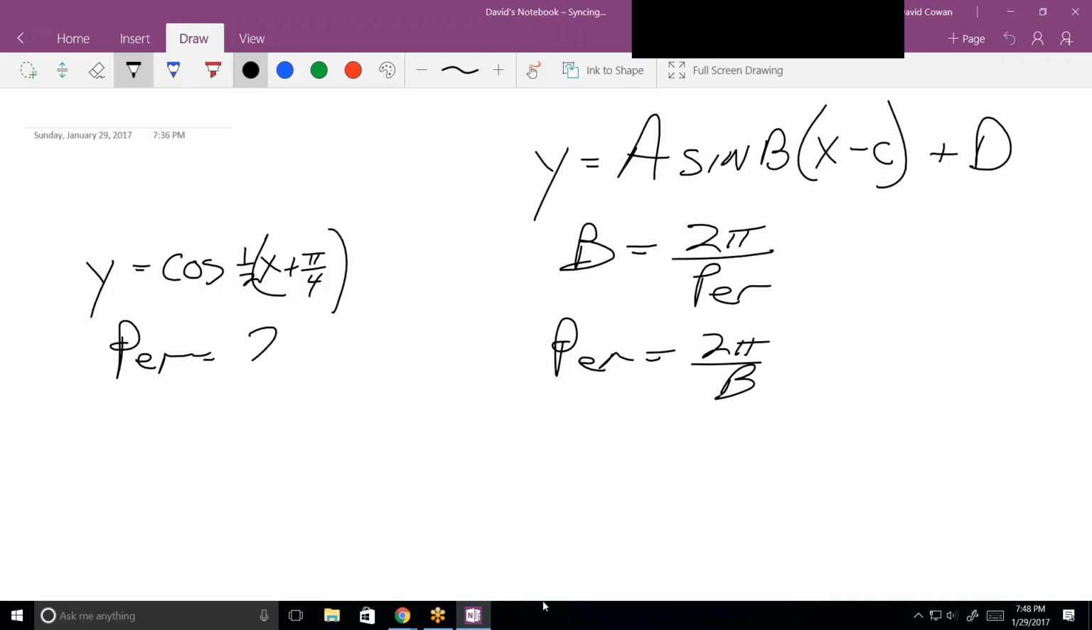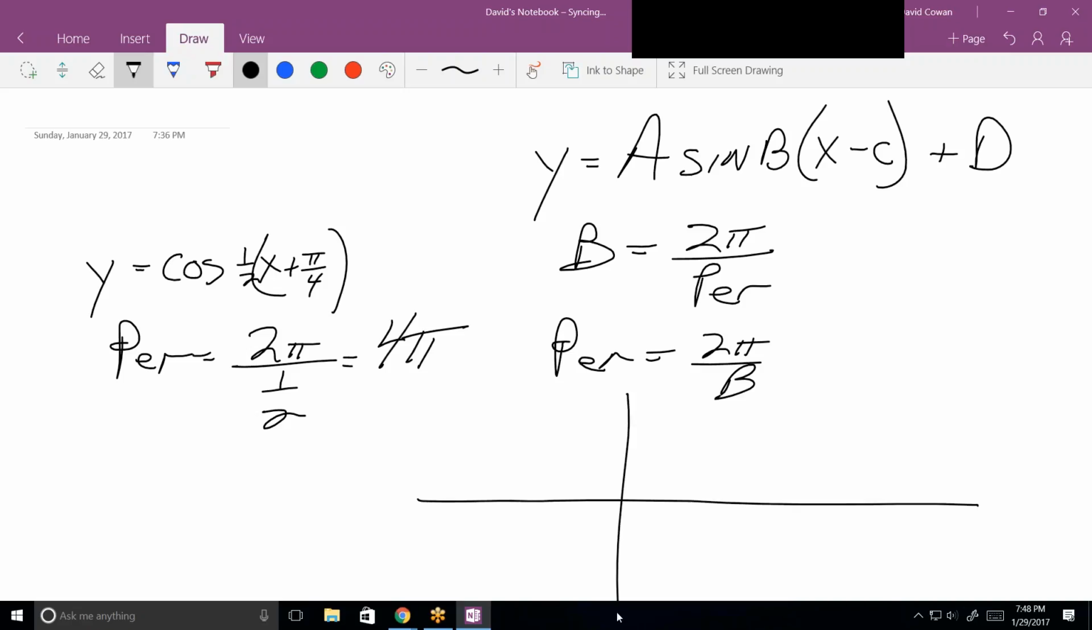Two pi over what? 2 pi over 1/2, which is 4 pi. Right. Now, I know that pi over 4 is still a phase shift of pi over 4 to the left. So here's how I'm going to plot this thing. I'm going to start by going pi over 4 to the left. Start my function at minus pi over 4.